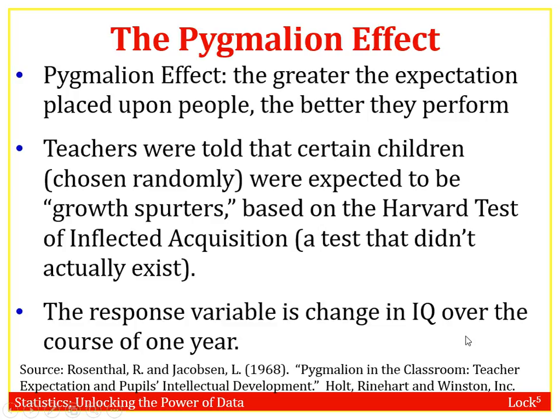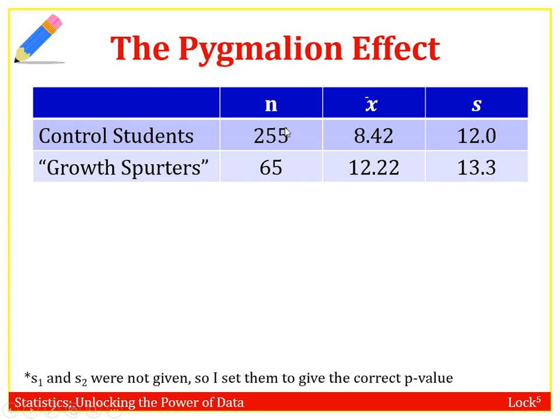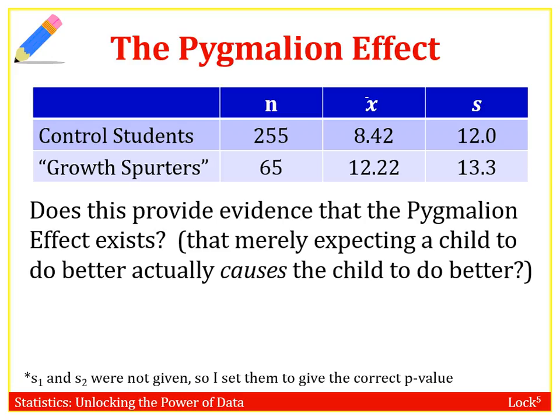So basically, in this situation, read through it. We're just wondering, does teacher expectation really make a difference in how much students learn and grow? So we have our control group, our sample size, our mean of the control group, and our standard deviation of the sample. We have our growth group, the number in that group, the sample size, our mean for the growth, and our standard deviation of the sample. So basically, can we have some causation occurring here where teacher expectation does actually cause students to perform better?